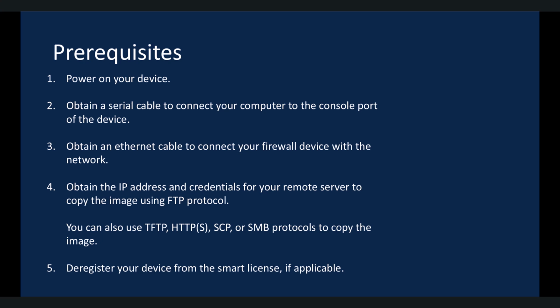Obtain the IP address and the credentials required for FTP file transfer. Ensure that the remote server is reachable from the management interface of your firewall device. If you prefer to use a USB drive to copy the image, watch the video linked in the description. If your ASA device is smart licensed, deregister it before reimaging. The reimaging process can take about 30 minutes.